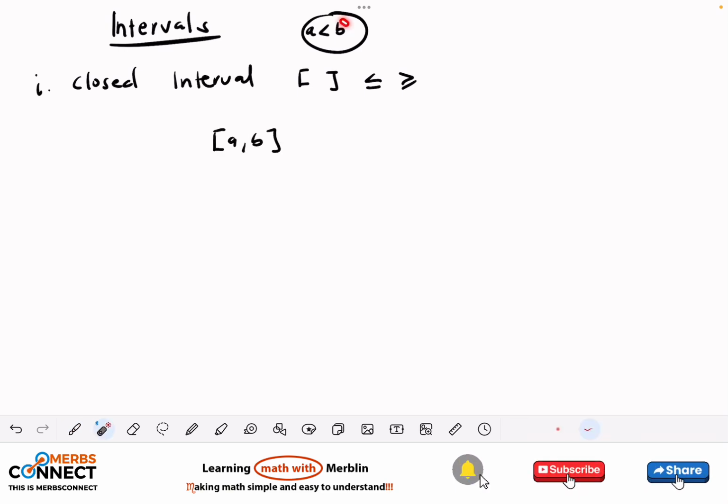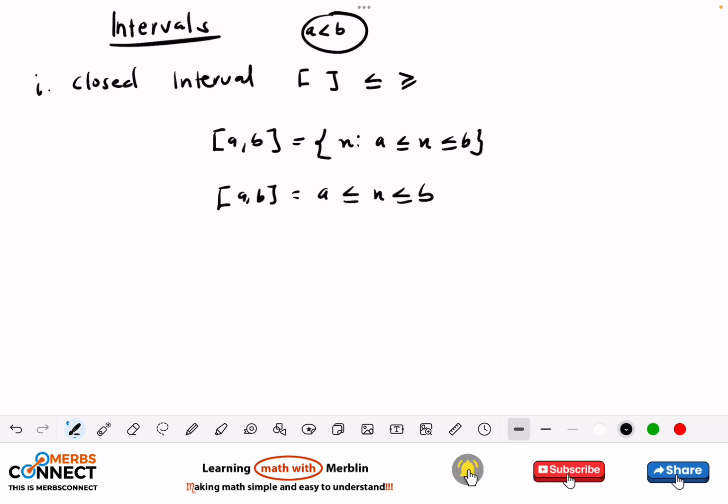The reason why I wrote this is that if A is less than B, then A comes first followed by B. Like if I have 1 and 2, then I need to write 1 before 2. So that's the idea. Now this is the same as the set of X such that A is less than or equal to X, less than or equal to B. Do you get it? So you see that this is the same as A less than or equal to X less than or equal to B. Good, because this one is closed, this is also closed.